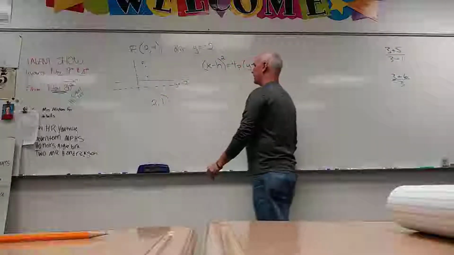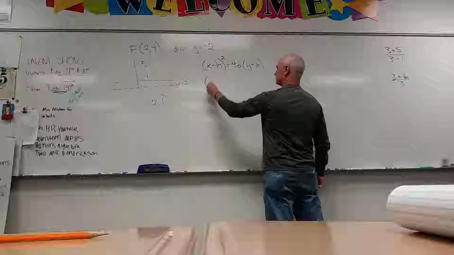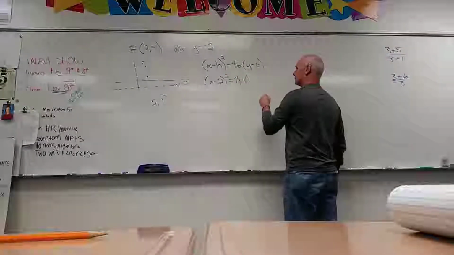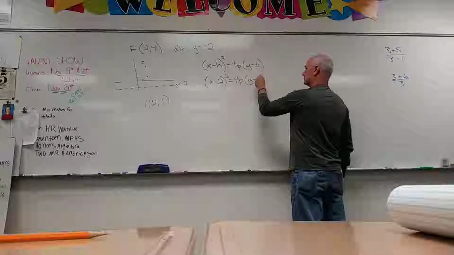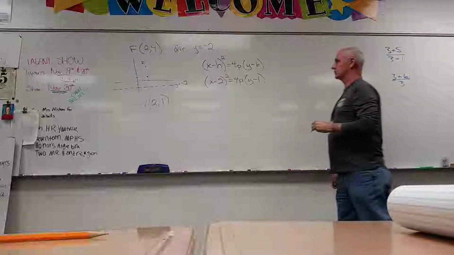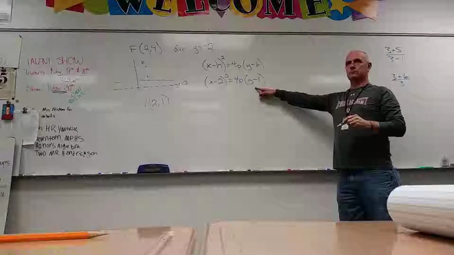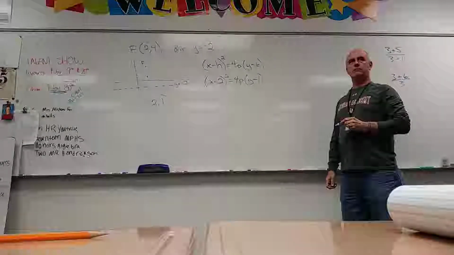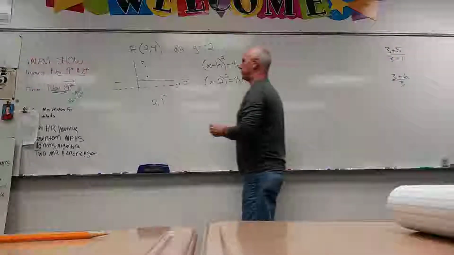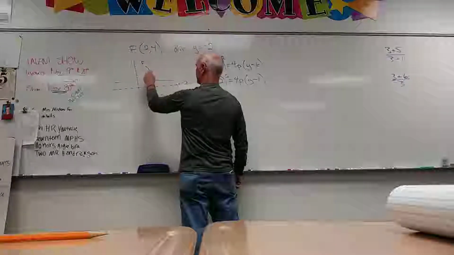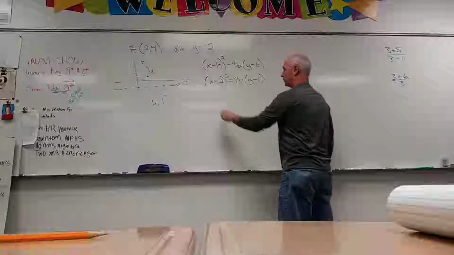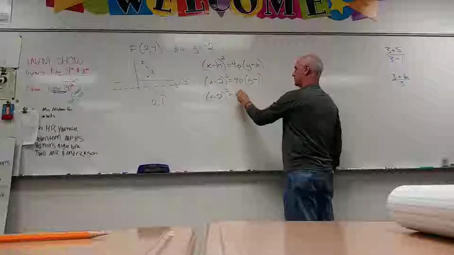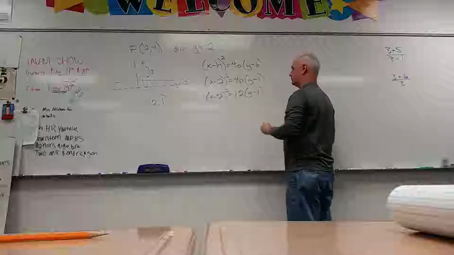Okay, what do I write? (x - 2) squared equals 4p (y - 1), not squared. Are we okay with that? Yes. Questions on that? Do we know p? Yes. What would p be? 3. p would be 3, because it's 3 units from there to there. Therefore, (x - 2) squared equals 12 times (y - 1).